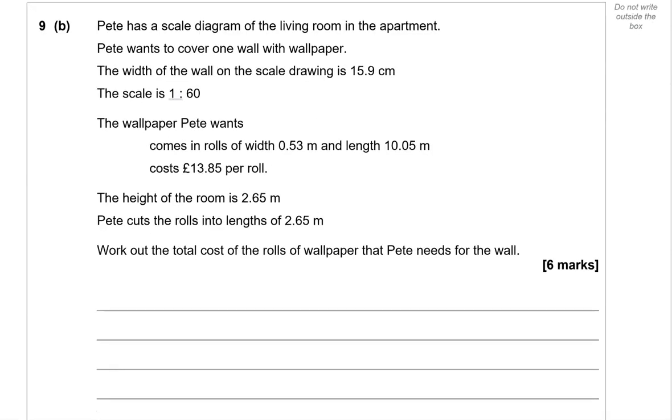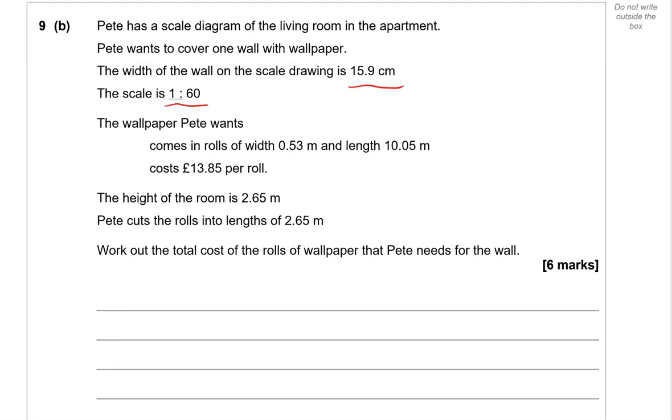Pete has the scale diagram of the living room in the apartment. Pete wants to cover one wall with wallpaper. The width of the wall on the scale drawing is 15.9 centimeters. The scale is 1 to 60. The wallpaper Pete wants comes in rolls of width 0.53 meters and length 10.05 meters. Costs £13.85 per roll. The height of the room is 2.65 meters. Pete cuts the rolls into lengths of 2.65 meters. Work out the total cost of the rolls of wallpaper that Pete needs for the wall.